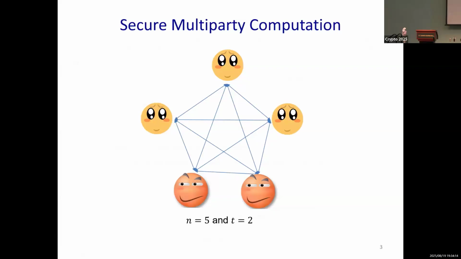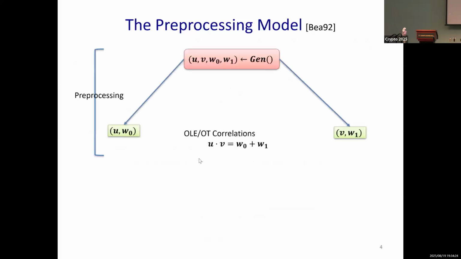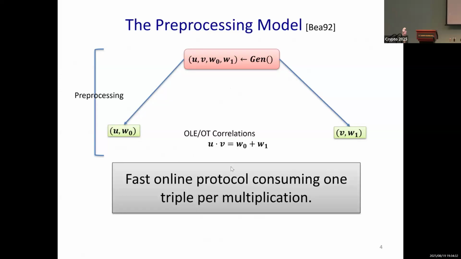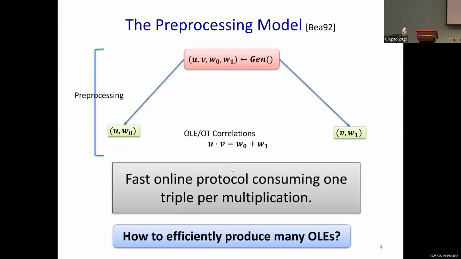MPC considers honest parties and dishonest parties. Modern MPC considers a preprocessing model. In the preprocessing phase, the parties generate some correlations. During the online phase, the correlations are consumed. The problem is how to efficiently produce many correlations.